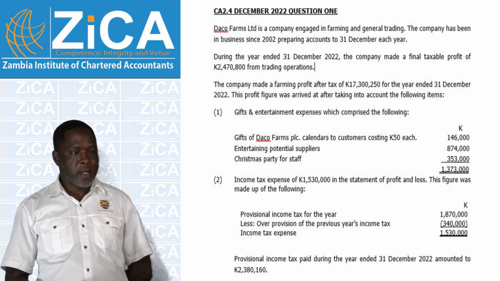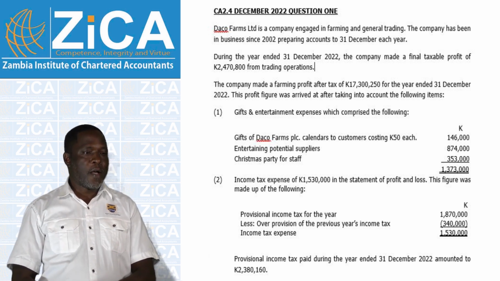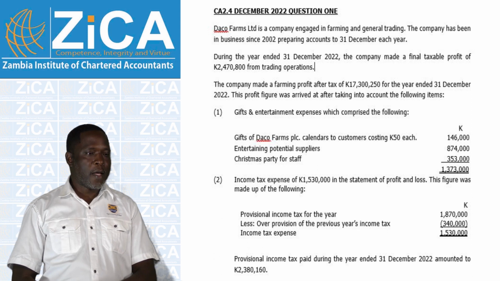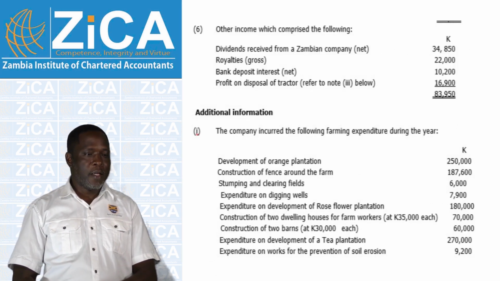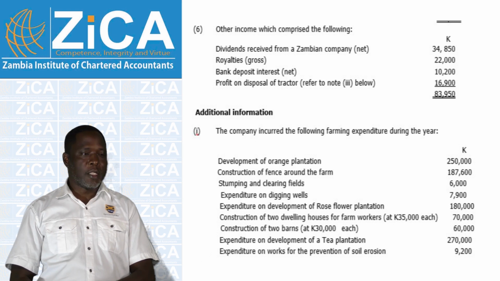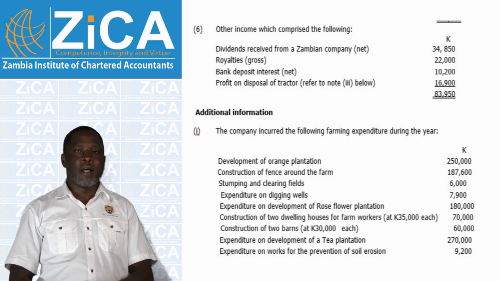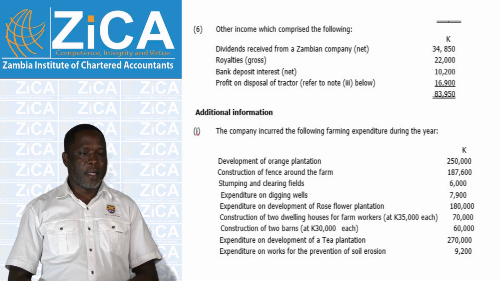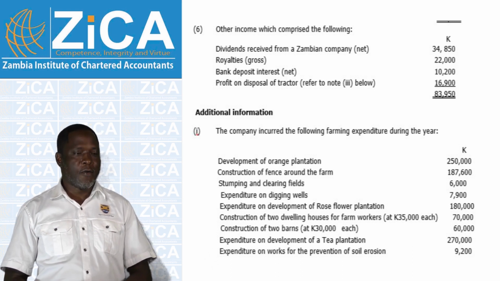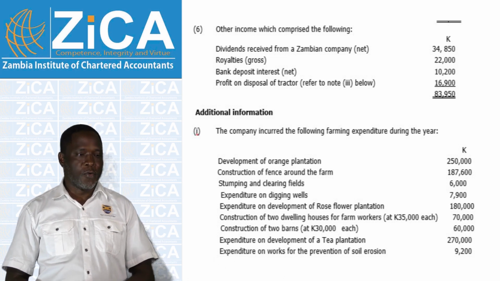So the question stated that the company, Daco Farms company, received other income according to note number 6 in form of dividends from a Zambian company, and that income was stated as the net amount after withholding tax was deducted at source. Royalties was 22,000, and the figure of 22,000 was gross, meaning inclusive of withholding tax. The company also received bank deposit interest of 10.2, and it was stated net of withholding tax deducted at source.